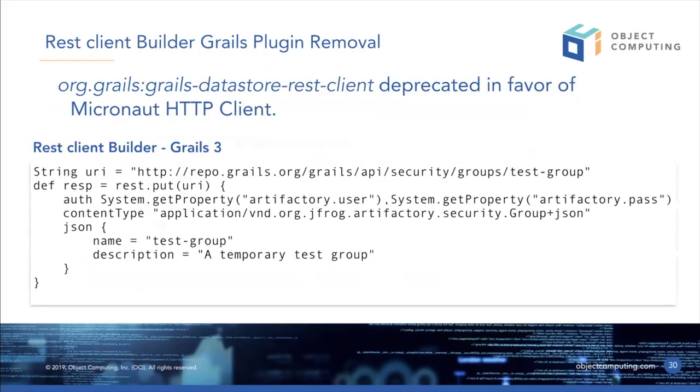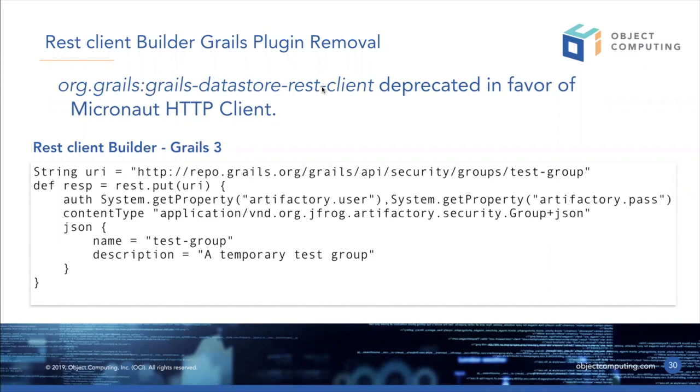This is an example of a request. The Grails datastore REST client is deprecated. You use the Micronaut HTTP client. You will need to do some changes in your code, but it's, for the better, a really small change. You will see once you get the fluent API syntax of the Micronaut HTTP client, it's really simple.